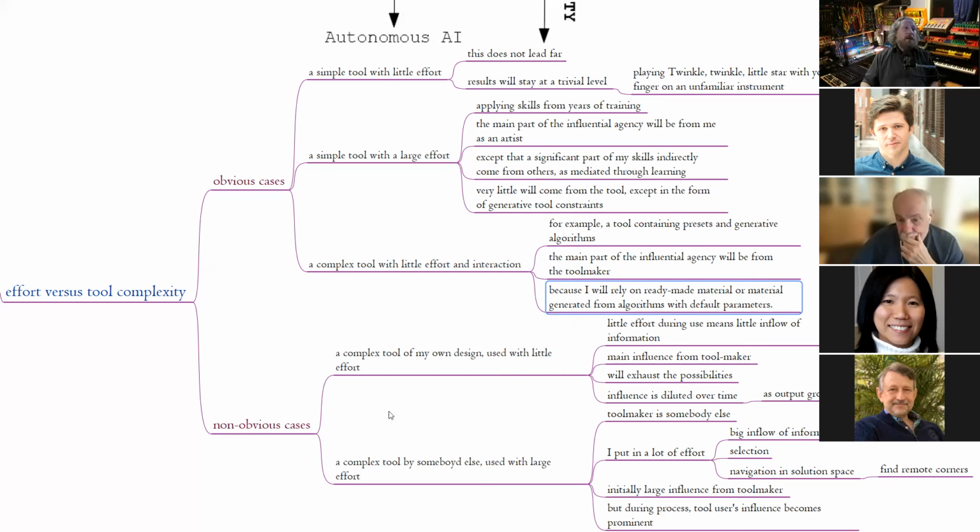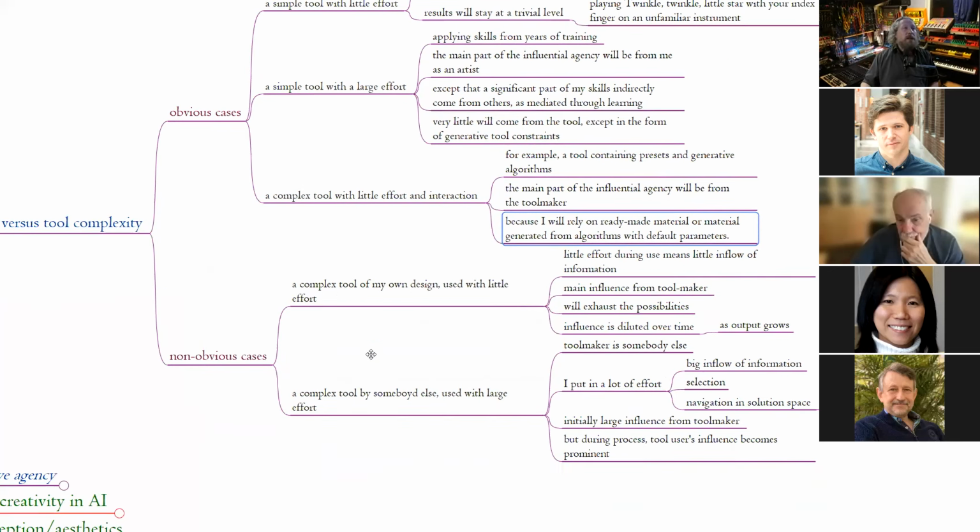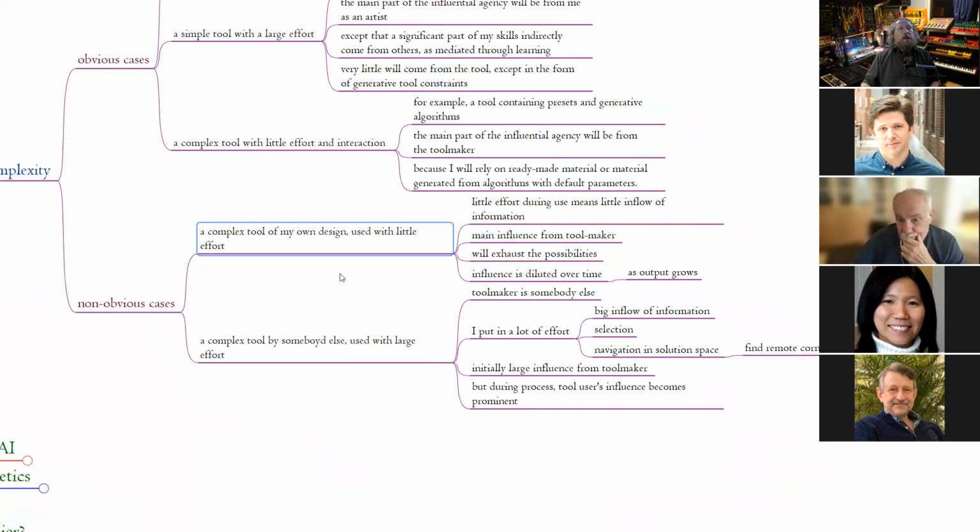And every artist who does that will end up also being affected by the conformistic implications of this tool. Then there are some non-obvious cases, like if I use a very complex tool of my own design but use very little effort. So maybe I coded a very advanced generative algorithm and I just use it to keep producing masses of pop songs or something. So there's very little inflow of information, and the main influence comes from the tool maker, which is me, but I will exhaust the possibilities. So the influence from the tool is diluted over time as the output grows. So basically it won't be so interesting after all.